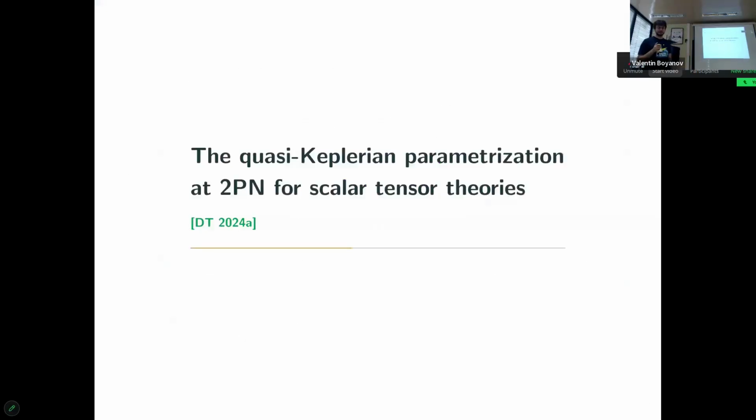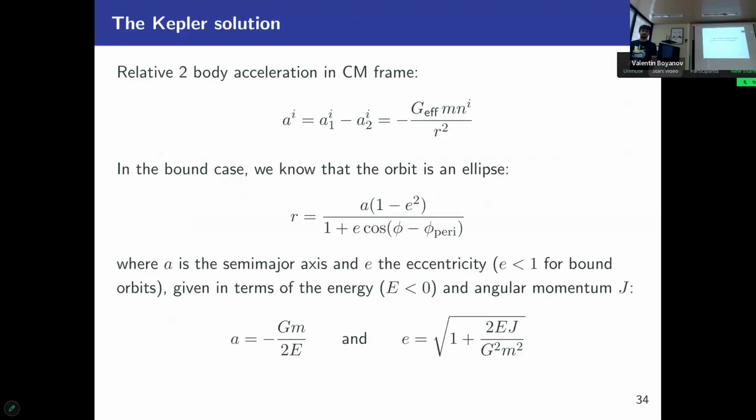The first part of studying eccentric orbits is studying eccentric motion using what we call the quasi-Keplerian parametrization. So the starting point is basically Newton's law of gravitation, once again, where this G effective will be different in GR and in scalar-tensor theories, but who cares? It's a constant. And if your relative acceleration is given like this, we know that the motion is an ellipse, right? So this is the trajectory of the particles. It's an ellipse described in terms of the semi-major axis and eccentricity, which are given in terms of the energy and angular momentum of your system.